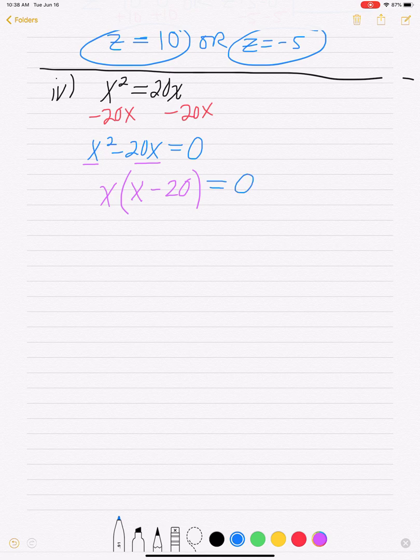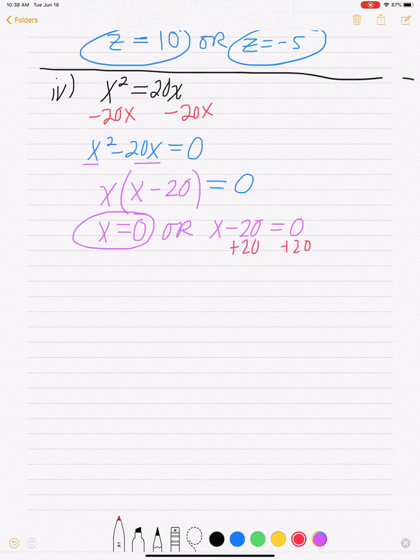So when you have something times something equal to 0, one of them has to be 0, so set x equal to 0, the first factor. Or x minus 20 has to be 0, so set the second factor equal to 0. So I got one of my solutions already. The other one, x minus 20 equals 0, I can add 20 to both sides. And that's just going to give me x equals 20 for the other solution.